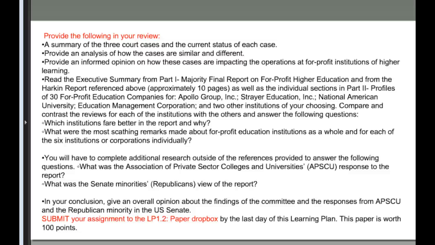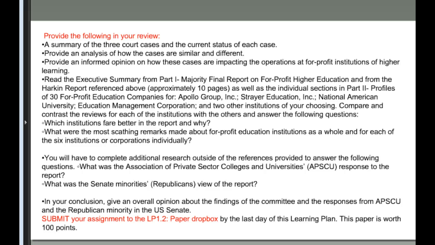So you're going to compare and contrast the reviews for each of the institutions and answer the following questions. Which institution fared better in the report, and why? What are the most scathing remarks made about for-profit institutions as a whole, and for each of the 6 institutions or corporations individually? So that's going to form the basis of your paper.